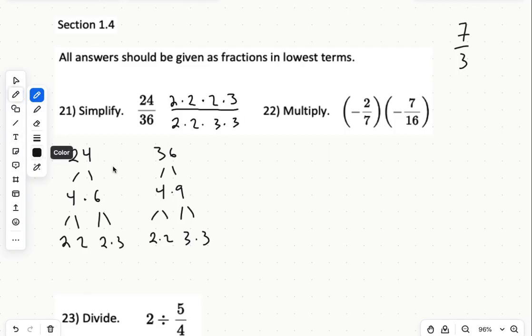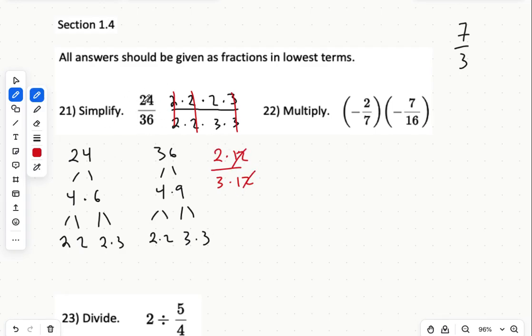I can look for common factors. So I have common 2's, and then I have a common 3 right there. So what would survive is that 2/3. So 24/36 is the same thing as 2/3. If you can spot the 12 right out of the gate, terrific. Think of it as 2 times 12 over 3 times 12, and just knock out the 12s.